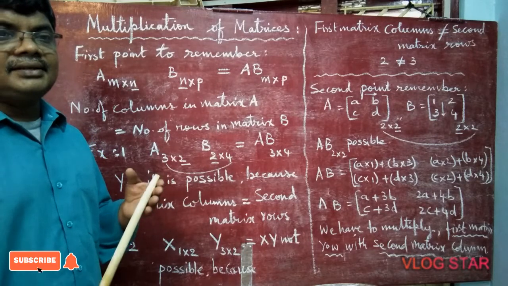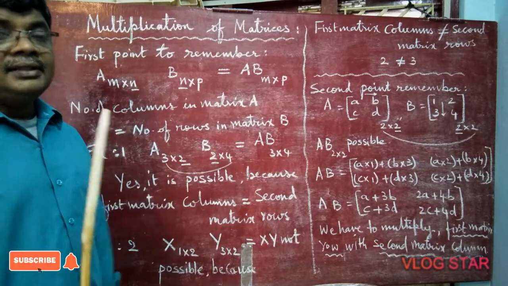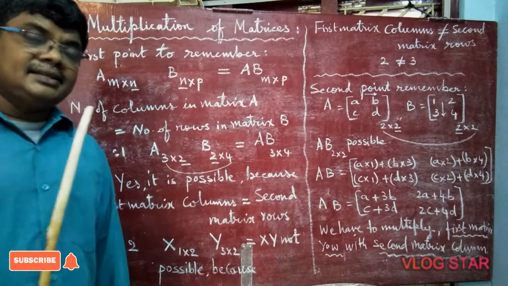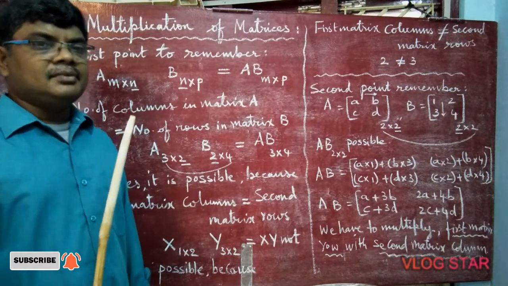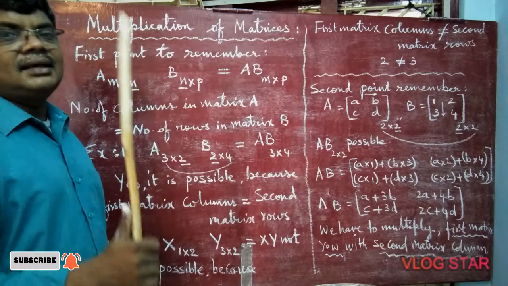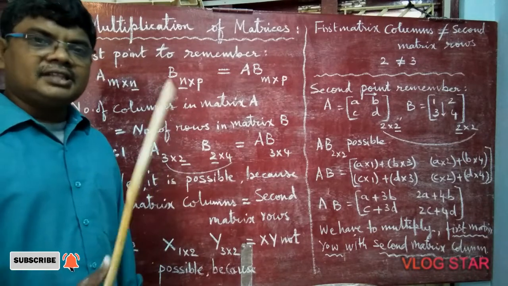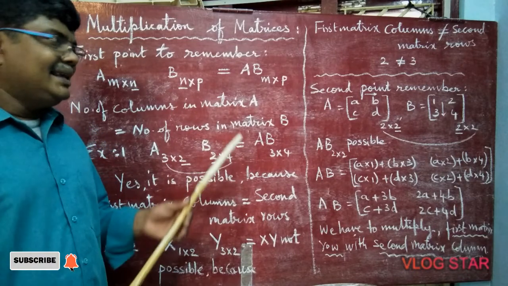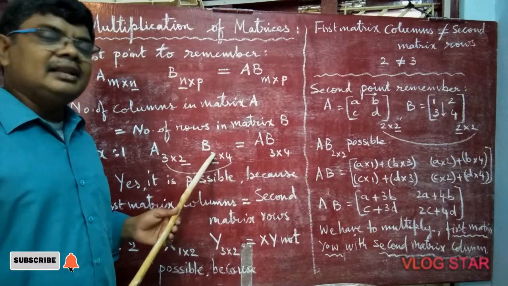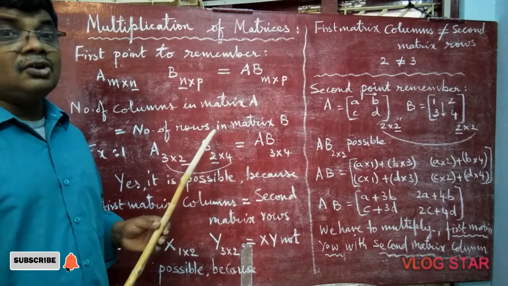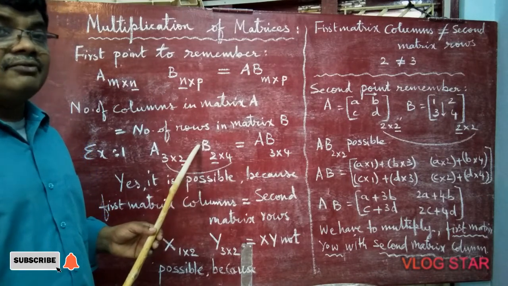Second one with second, third with third, fourth with fourth. A very important thing in addition and subtraction is that the order should be the same. If it is a 2 by 2 matrix, the next one also should be 2 by 2, or 3 by 2 means 3 by 2, same order. But here in multiplication, there is a little bit of difference. You have to follow this multiplication very carefully.